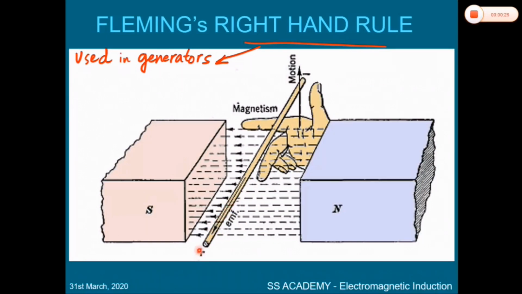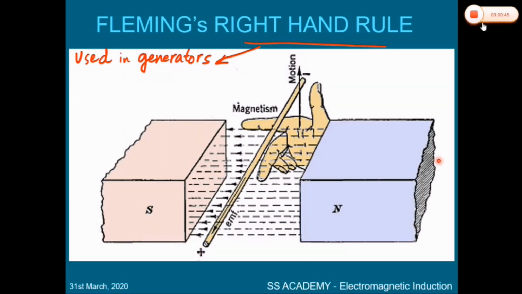Okay. So it must be noted here that both rules, Fleming's right hand rule and left hand rule, are basically used for the direction of the force, but for generators we use Fleming's right hand rule, and for electric motors we use Fleming's left hand rule.